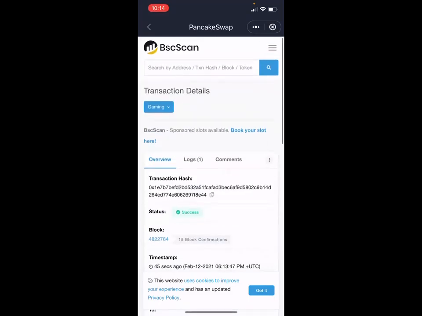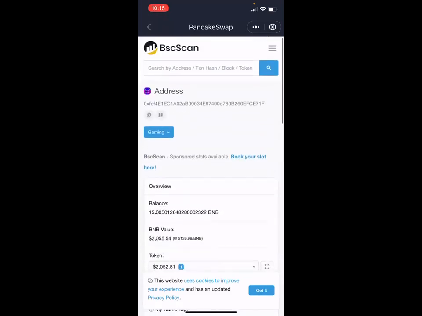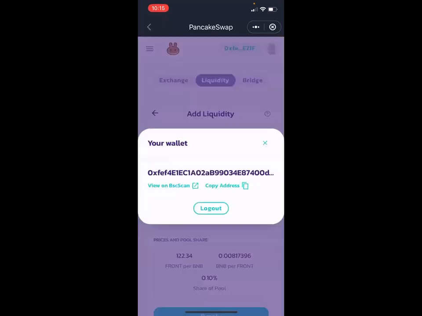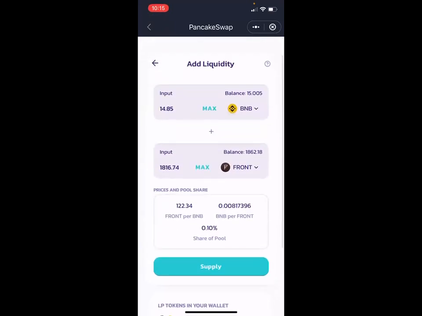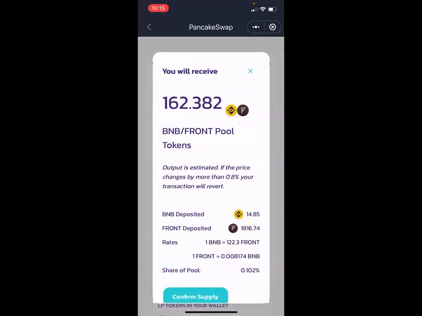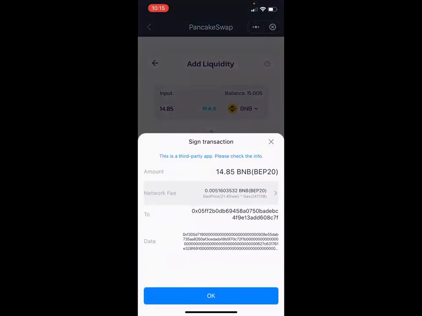So that's it. I've already done the BNB approval process. I don't think I'll have to do it again, but we shall see. So I added liquidity, right? So now we're going to press supply. You will receive BNB front pool tokens. So it shows me what it is, right? Share of pool, the rates, front deposited, confirm supply.